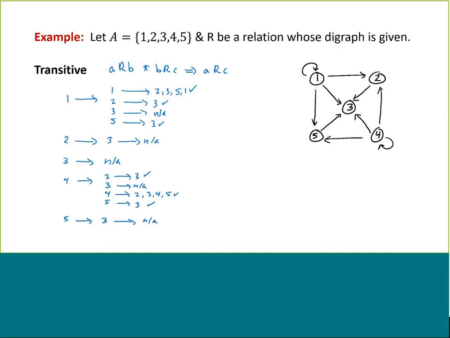Notice it's easier to deal with transitivity if the relation is actually transitive if you're dealing in the matrix, which is why we had that whole big aside about dealing with the matrix earlier. But this is the alternative to dealing with the matrix.